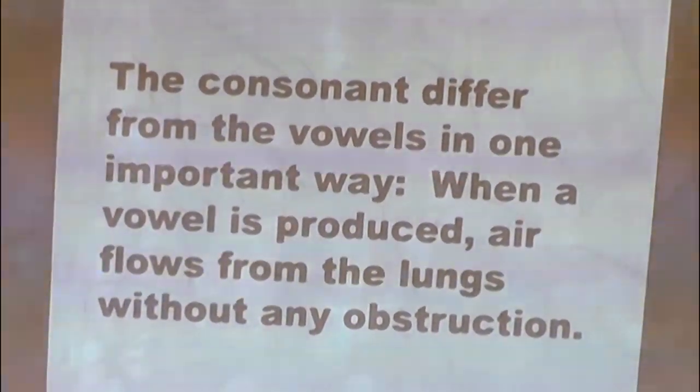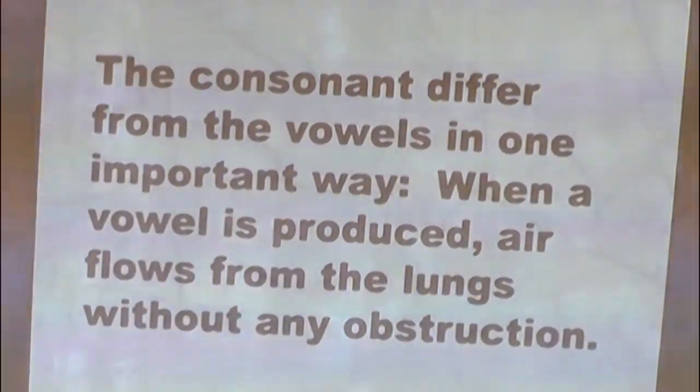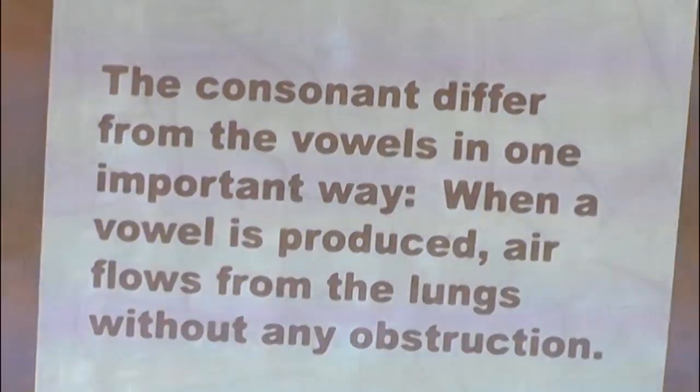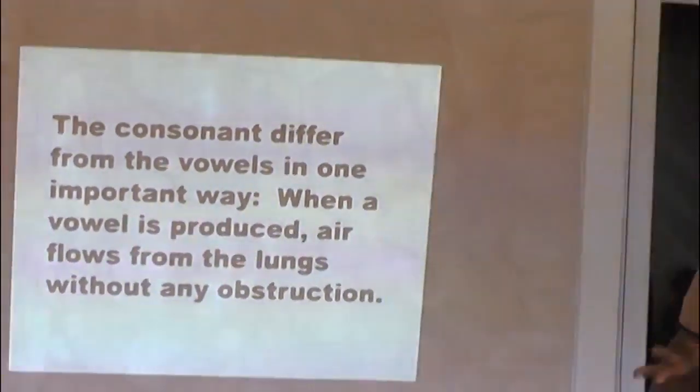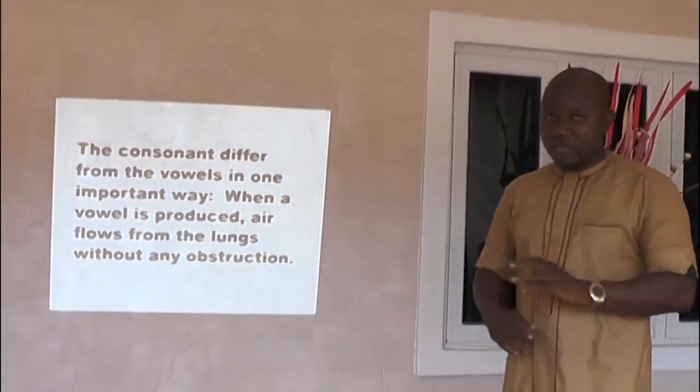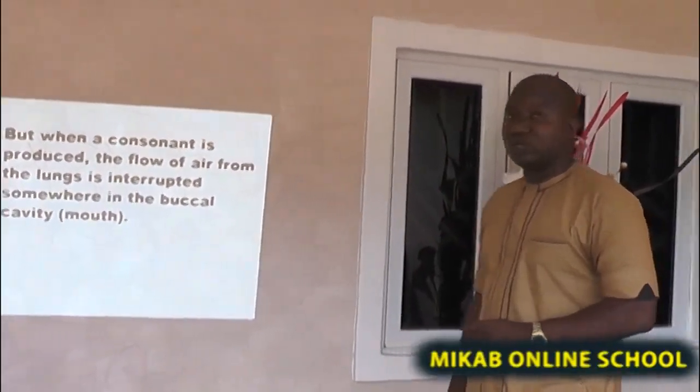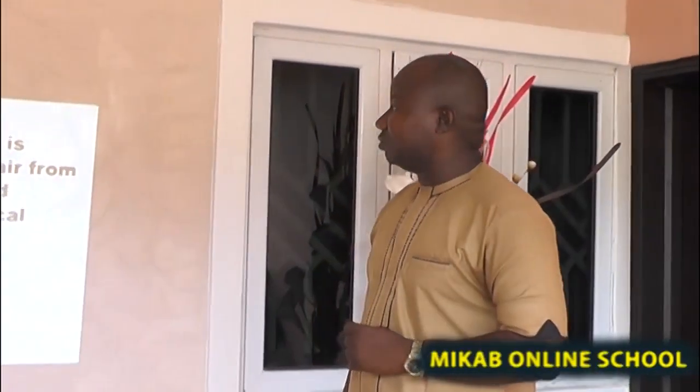What is this way? When the vowel sound is pronounced or produced, air flows from the lungs without any obstruction, unlike the consonant sound. But when the consonant sound is produced, the flow of air from the lung is interrupted somewhere in the buccal cavity, that is the mouth.